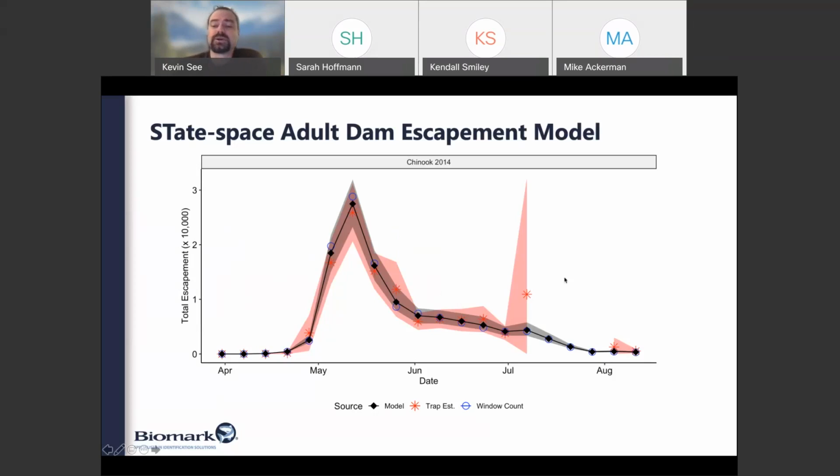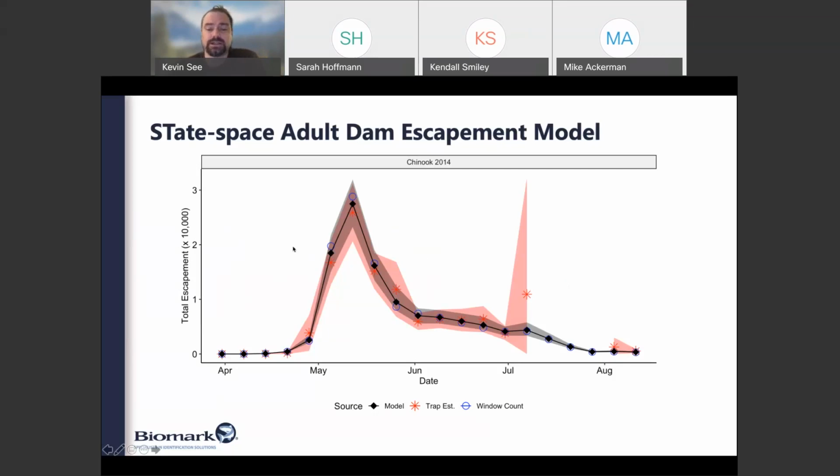There are just a couple things I wanted to point out looking at this plot. One is that the window count and the trap estimates generally track each other quite well. However, sometimes the window count's larger than the trap estimate, sometimes vice versa. The model estimate tends to split the difference somehow, somewhere in between, right? So you can see some of that in different places. It's not exactly halfway between the two. Where it falls depends to some degree on the associated uncertainties estimated from the trap or the window.